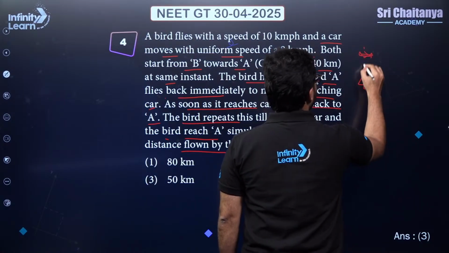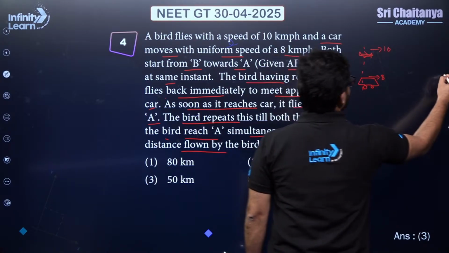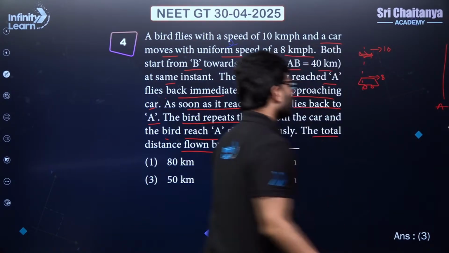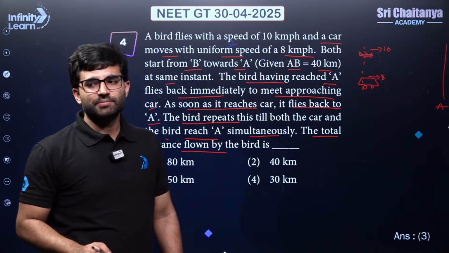So they both are starting from here only, correct? So this is moving with 8 and this is moving with 10. And let's say this is A. Don't go on the figures. Don't go on the art. Art is not important. The concept is important, right?